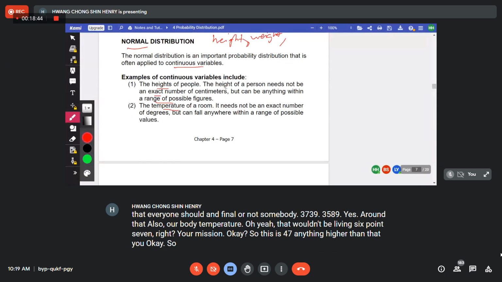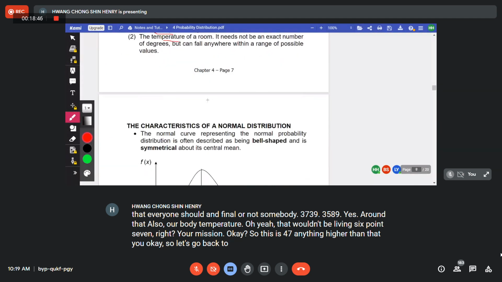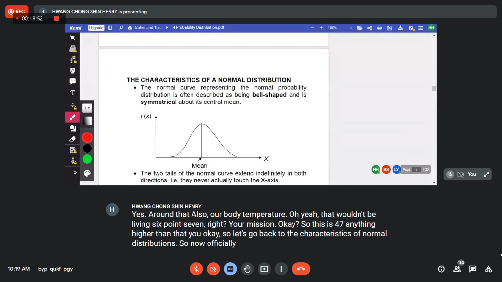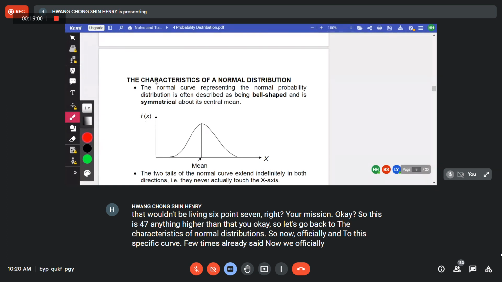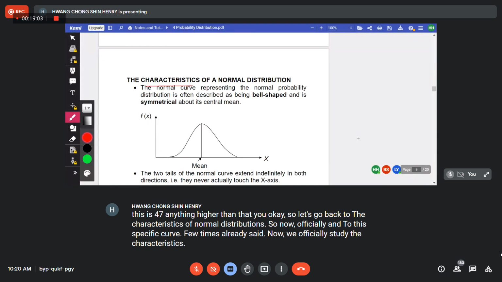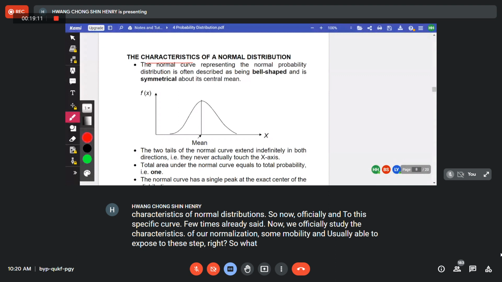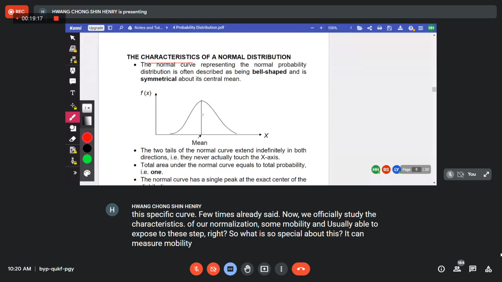Okay, so let's come back to the example: the characteristics of a normal distribution. So now officially we enter this specific curve. A few times I already drew this. Now we officially study the characteristics of a normal distribution. Some of you already learned this if you took your MS; you should have been exposed to this curve, right? So what is so special about this curve? It can measure probability from one end to the other end, and that's so special because of the shape.